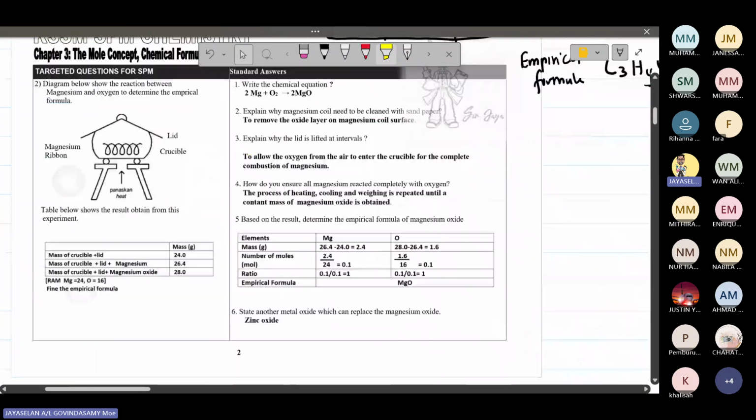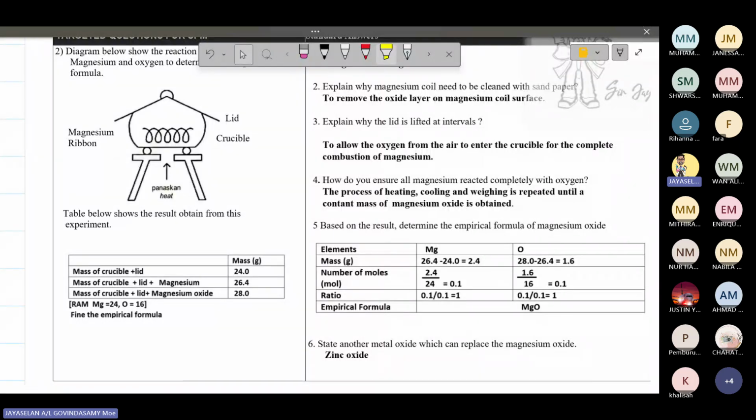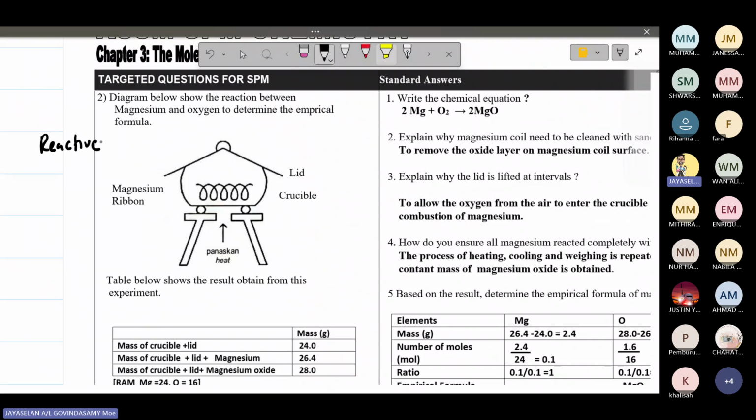Okay, now we do this question. This experiment is to find the empirical formula of a reactive metal. When you see a crucible lid like this, this one is used to determine the empirical formula of reactive metal only. What are the reactive metals? You must memorise. What are the reactive metals? If you want to get married, must have zakat. These are the metals.